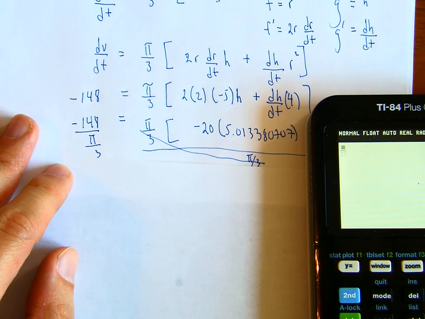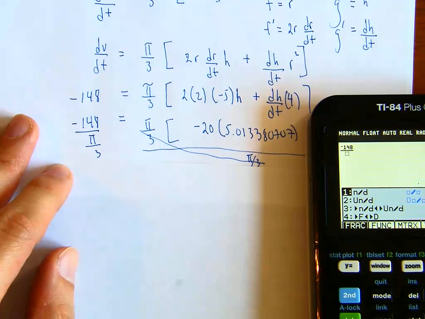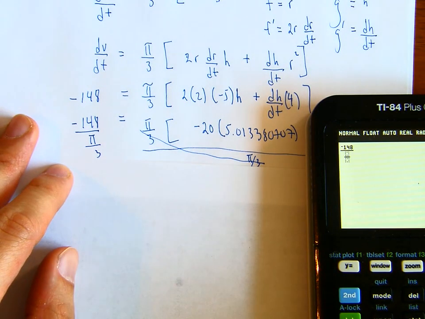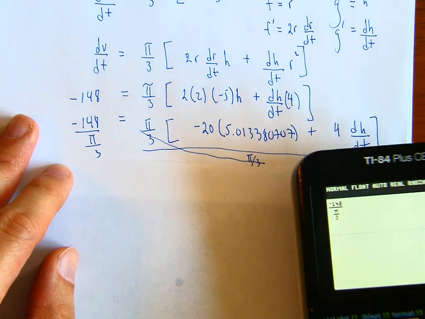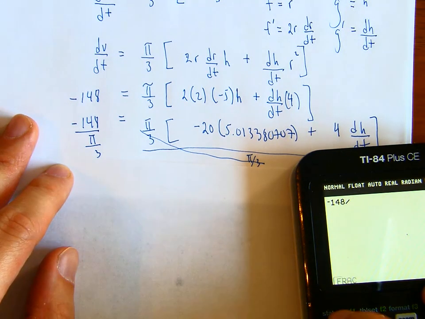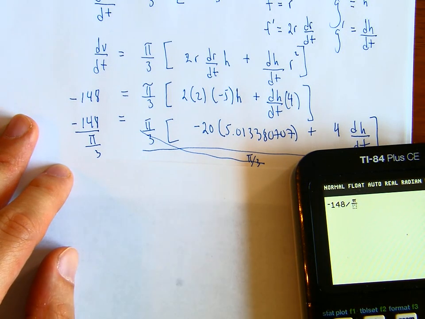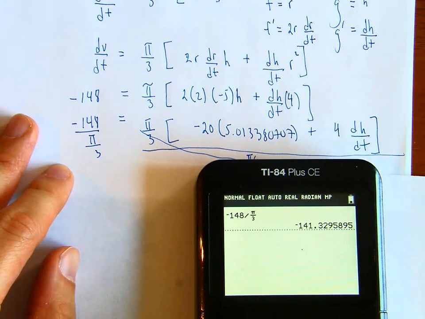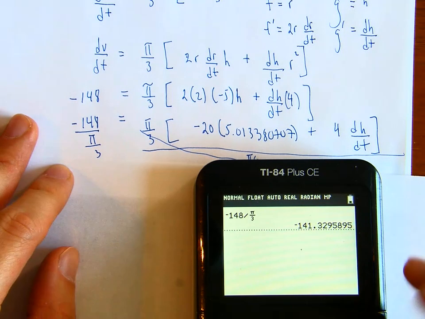Second alpha y over d, negative 148 divided by second alpha pi over 3. Oh, it gave me a fraction like this. I don't want it to give me a fraction like this. How can I do that? Okay, so I'll do negative 148 divided by pi over 3.